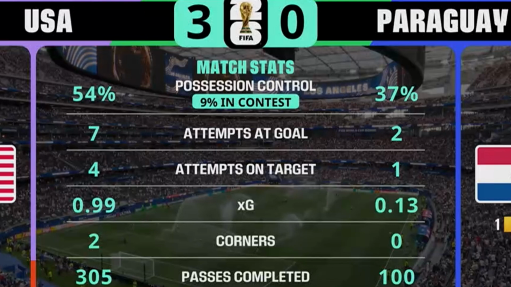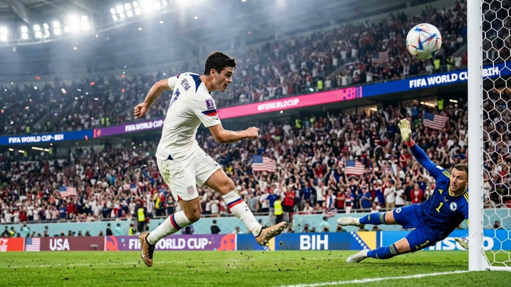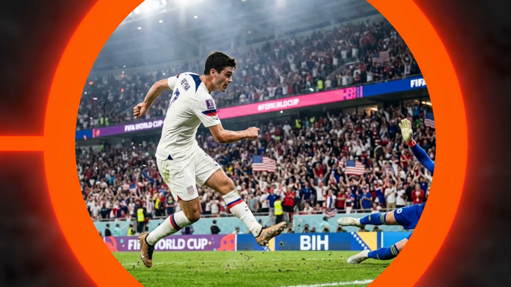The most impressive statistic? The United States led 3-0 at halftime. That was the largest halftime lead in U.S. World Cup history. Their pressing forced turnovers. Their transitions were devastating. Their finishing was clinical. Paraguay managed a consolation goal in the second half, but Gio Reyna's late strike completed a dominant 4-1 victory. This wasn't just a win, it was a statement.